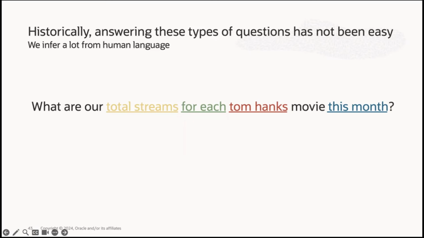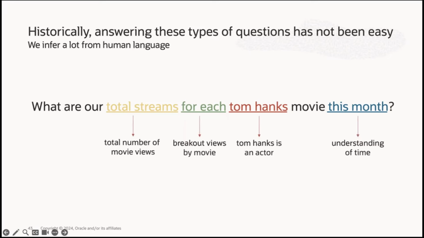There are a lot of things where you need to understand context in order to say, oh, this is what this person wants. For example, if I say this month, and I don't know what date it is today, I have no context. There's no way I can derive that, right? Current LLMs and GenAI technologies are providing very powerful context matching happening behind the curtains. All of this is happening for you behind the curtains. And questions like this, for example, are the way we talk, right? But if you consider these mappings here, like total streams is mapping to a total number of movie views, for each is mapping to a breakout of views by movie.